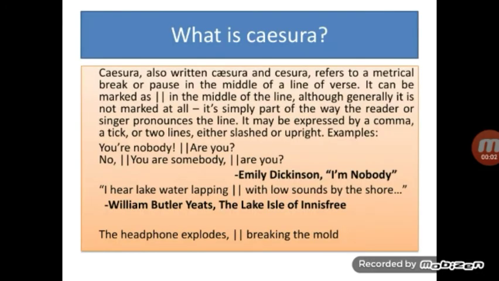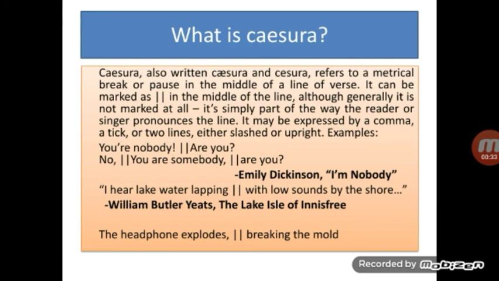After learning about alliteration, assonance, and consonance, it's time to talk about caesura. Caesura refers to a metrical break or pause in the middle of a line or verse. It is not end rhyme or initial rhyme. It doesn't occur at the end or between the lines. It's a break or pause in the middle of a line of verse.